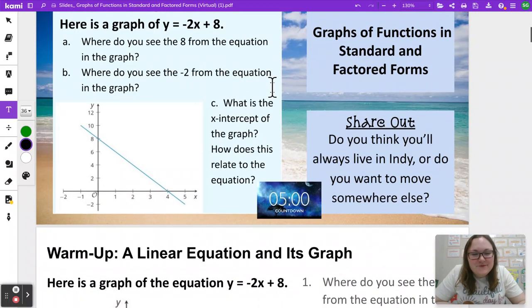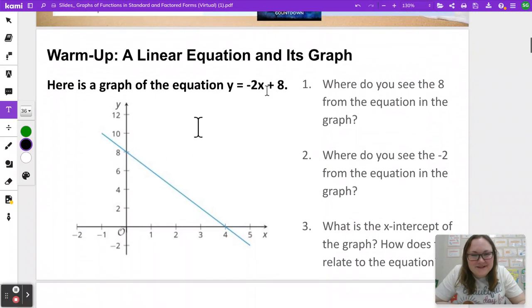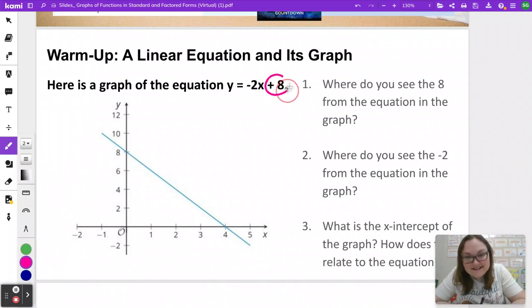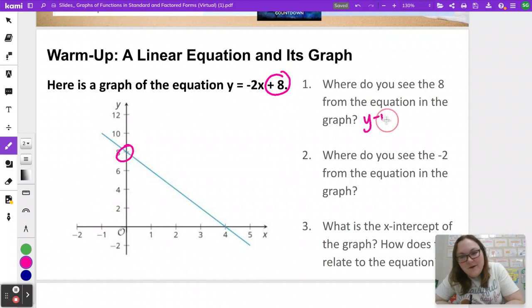To go over these warm-up questions, I am going to move down here where it's a little bigger. We are given the graph of this equation here, and these 3 questions are about how you can connect the equation and the graph. So starting with the 8, in this equation, we see this constant, this number 8 here, and where do we get to see that on the graph? We see it right here. That constant, that plus 8, ends up being our y-intercept. It is where our graphed line, that blue line, crosses our y-axis.